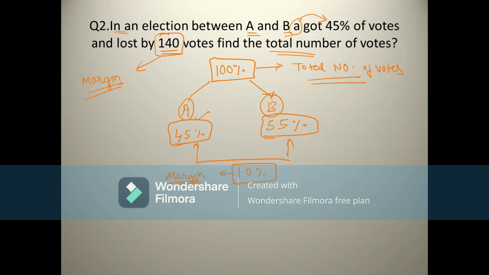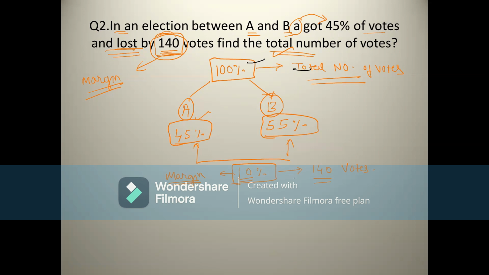What does the question say? A got 45% of votes and lost by 140 votes. So lost by means the margin between A and B. The margin is given as 140 and we got the margin as 10%. So we'll equate this 10% to 140 votes. Are you getting my point? If the value of 10% is 140 votes, and they have asked you the total number of votes, the total number of votes is 100%.